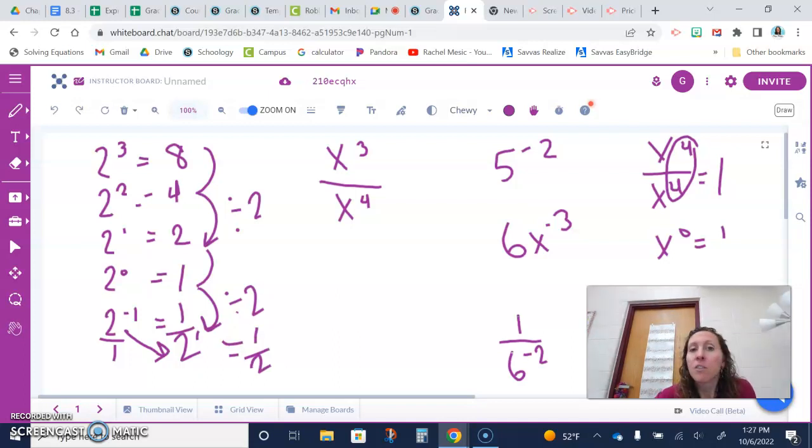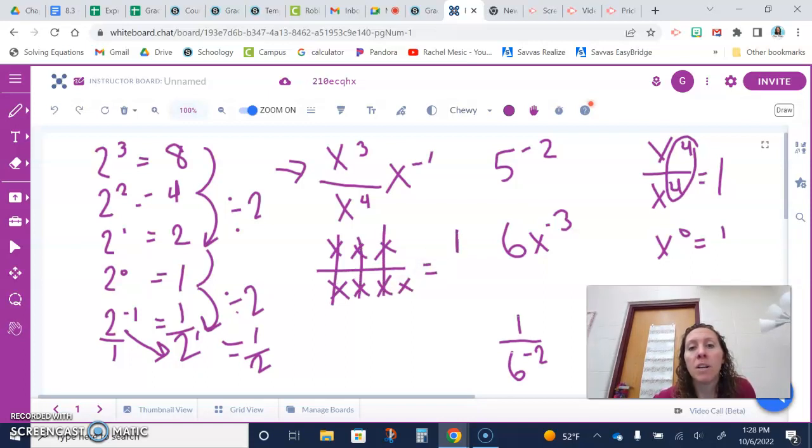All right, another way to explain that too is, let's say we have x to the power of 3 divided by x to the power of 4. If we were to subtract these exponents, 3 minus 4 is -1. Okay, we could also though write it out the long way, like this, and then x divided by x is 1. So we're left with 1 on top, x on the bottom.